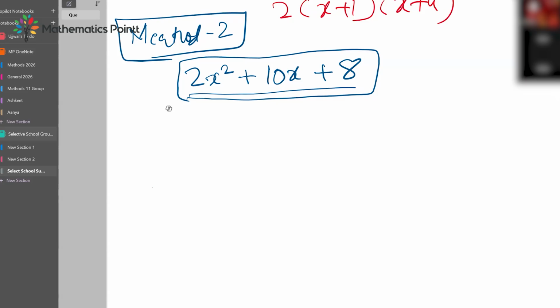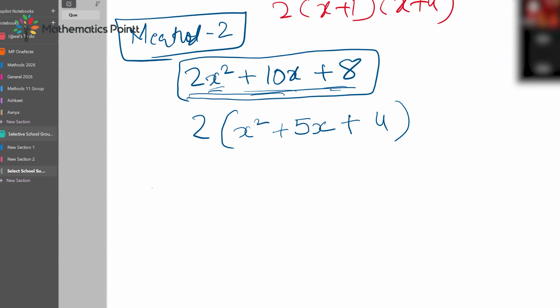Just once. All right, cool. 2. When 2 is being pulled out, I put a bracket. What's remaining here? The x square. What's remaining here? The 5x. And what's remaining here? The 4.